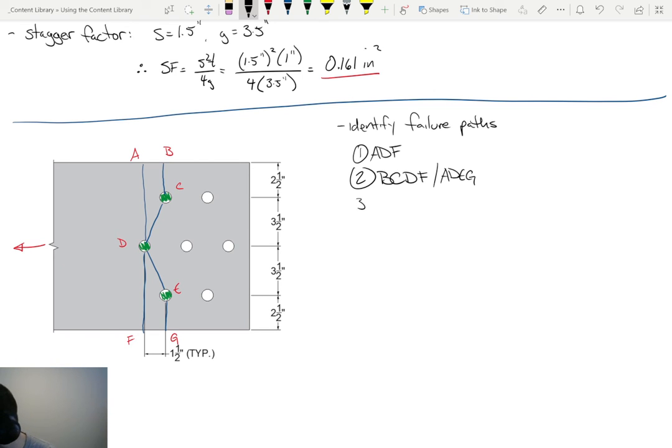Now, my third failure path can be the one that subtracts all three bolts, B, C, D, E, G. And that's going to be one where we subtract 3 bolts and add 2 stagger factors. So let's actually get through the math on that. Let's take a look at the math and see what it looks like.